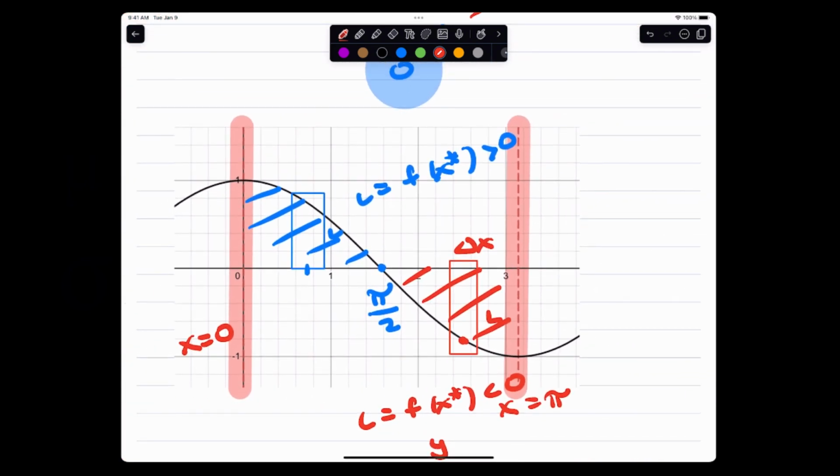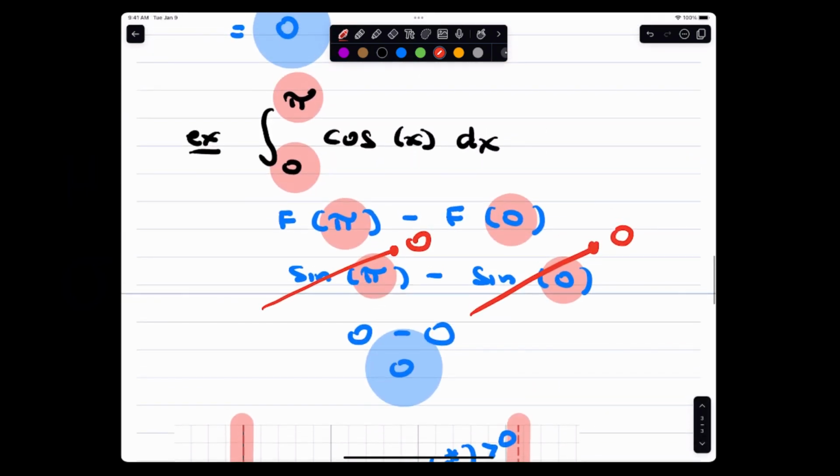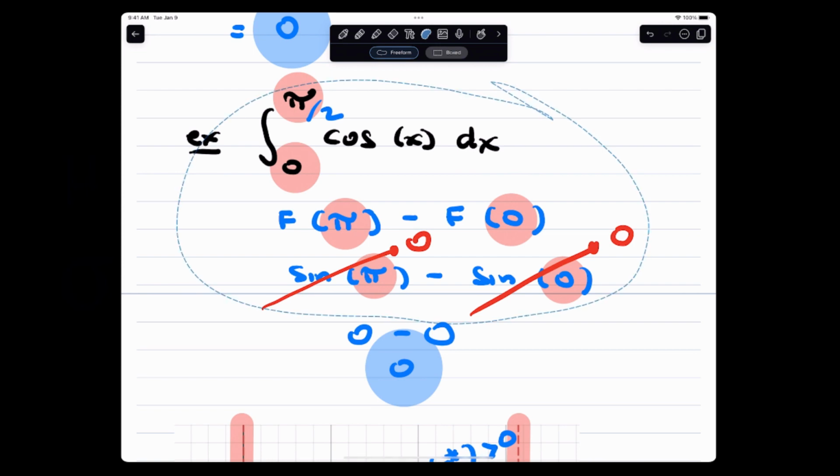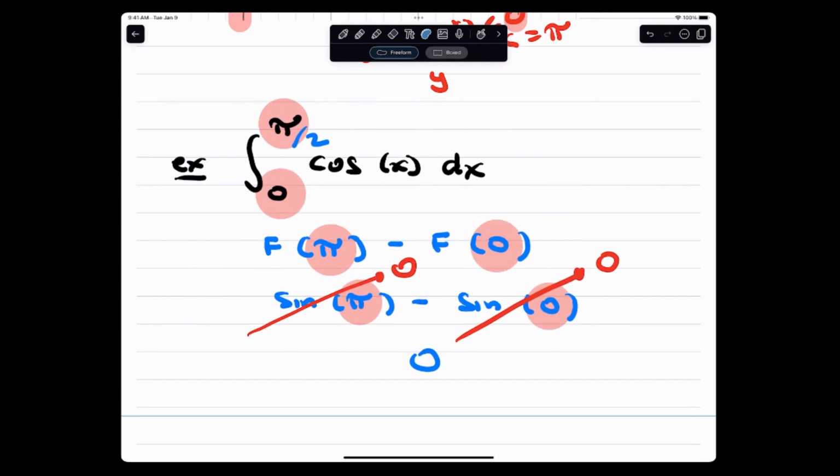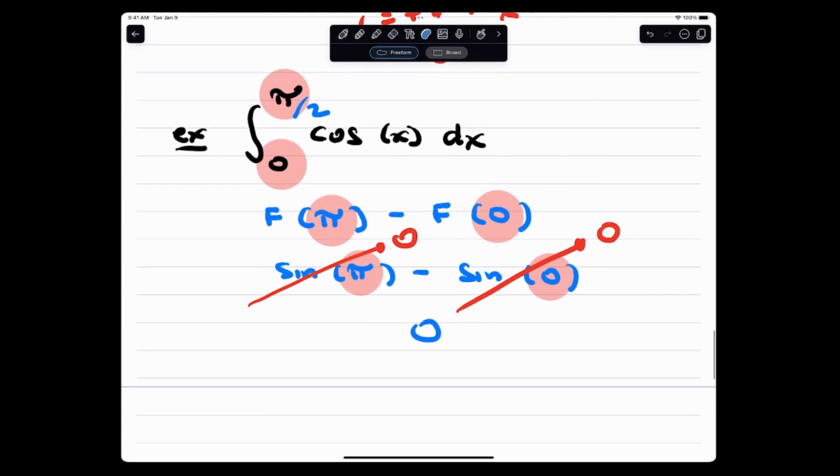So really, what if you gave me this question now instead? Divide that by 2 instead. What do you think's going to happen? Let's put pi over 2 instead. Do you know what sine pi over 2 is? What's that number? 1. Okay, so this is now going to be 1 minus 0, which is what? 1.